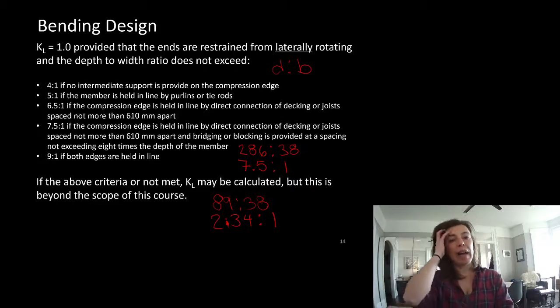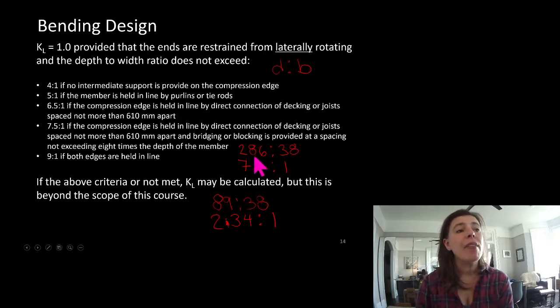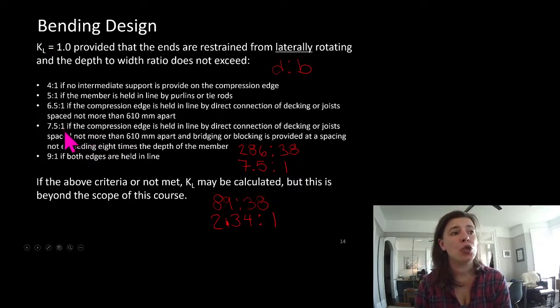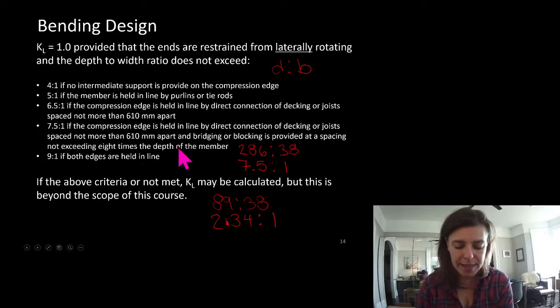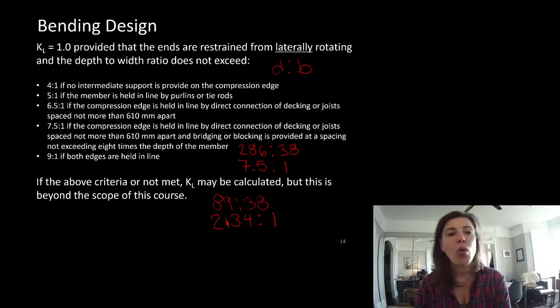It would be 7.5:1. So if we wanted to use a 2x8 all by itself in bending, and we wanted to use a KL of 1, we would have to make sure that the compression edge has decking or joists no more than 6-10 apart, and that there's bridging or blocking at no more than 8 times the depth of the member, or 8 times 286, or no more than 2.25 meters.